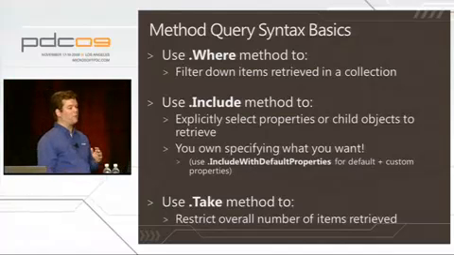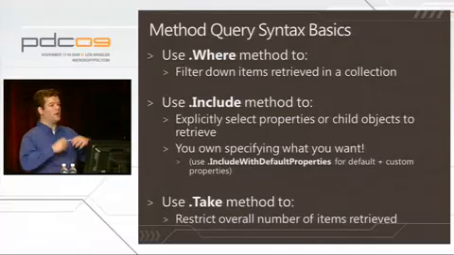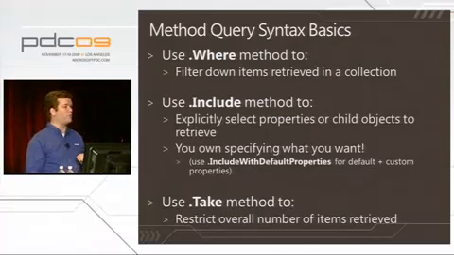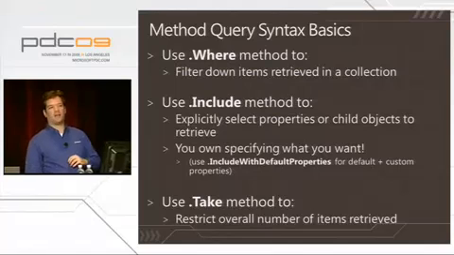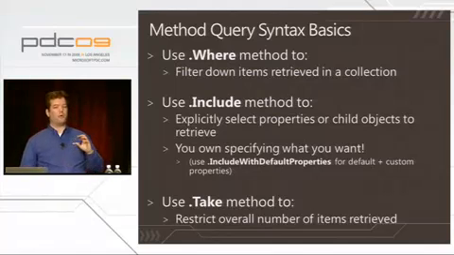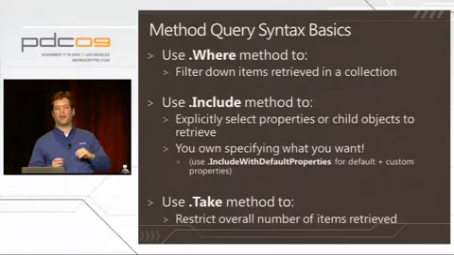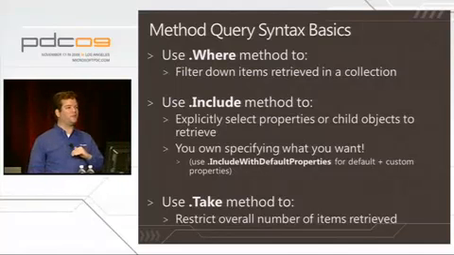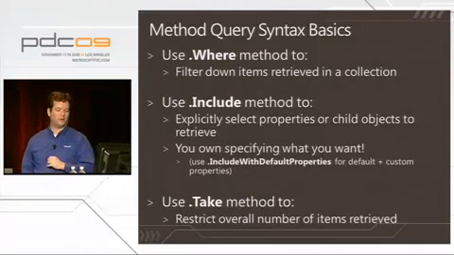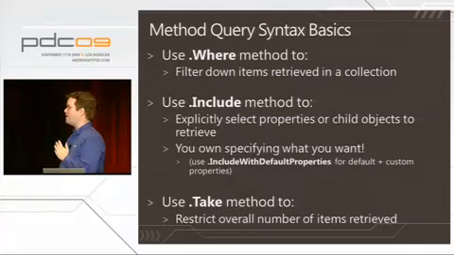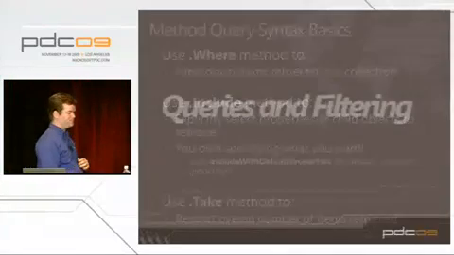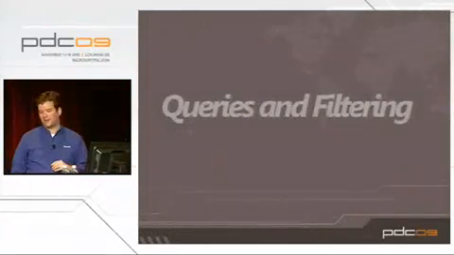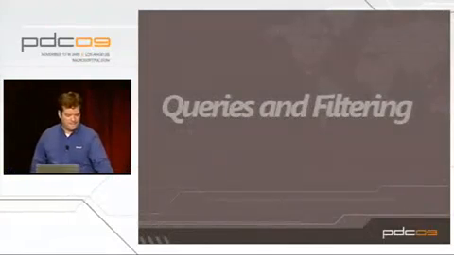Now, include is powerful because once you start using it, you explicitly own specifying all the properties of those objects you want to retrieve. So you can very narrowly get exactly the data you want back. If you want to get both the default properties, per that diagram I showed you earlier, and then specify additional properties, you can use a method called include with default properties. And then finally, there's a take method for limiting the overall number of items you'll get back. OK, so now let's take a look at what this all looks like.